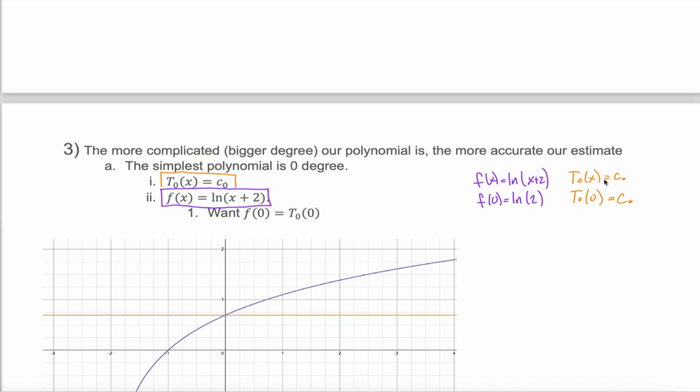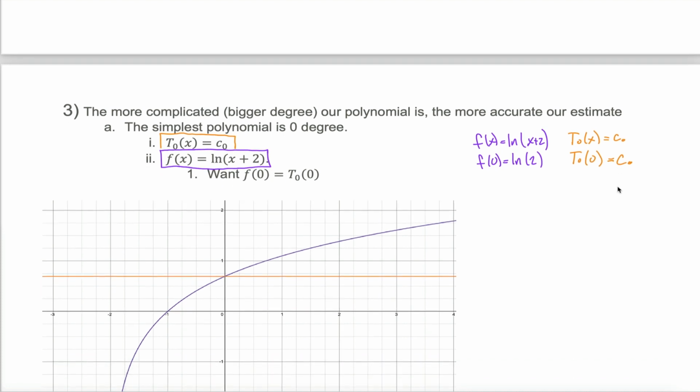The height of the function in orange is always equal to whatever constant we put in place of c0. So what constant should we put in place of c0? Well, we want the height of the function to be the same as the height of the polynomial when x equals 0. And the height of the polynomial when x equals 0 is the natural log of 2. So what that tells us is c0, this constant, has to be equal to the natural log of 2. If I want the 0-degree polynomial that best approximates this function when x equals 0, that 0-degree polynomial, which I'll denote t0 of x, should be equal to the natural log of 2.